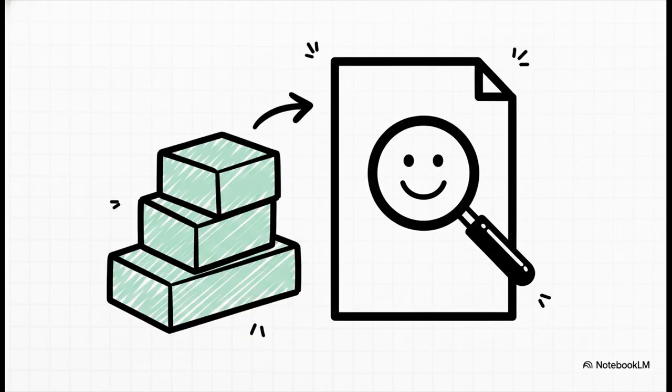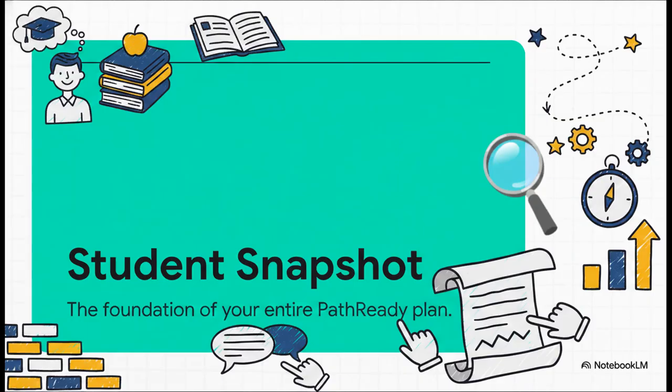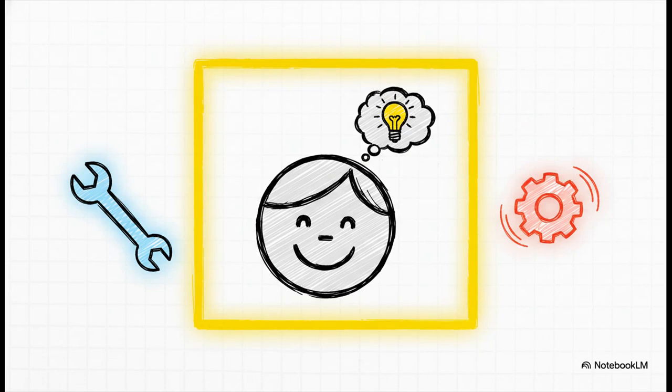All right, step 2 is building the foundation. Grab that student snapshot worksheet you downloaded back in lesson 4. Sit down with your student and fill this out together. It literally becomes the blueprint for your plan. Why? Because every resource works 10 times better when you know exactly who they are and what they want.